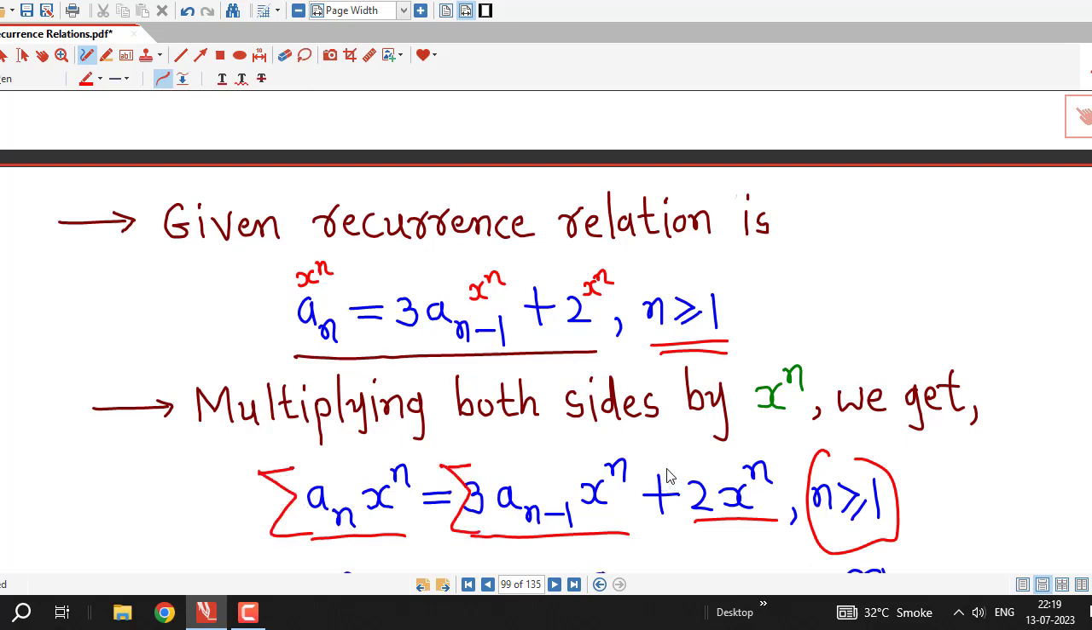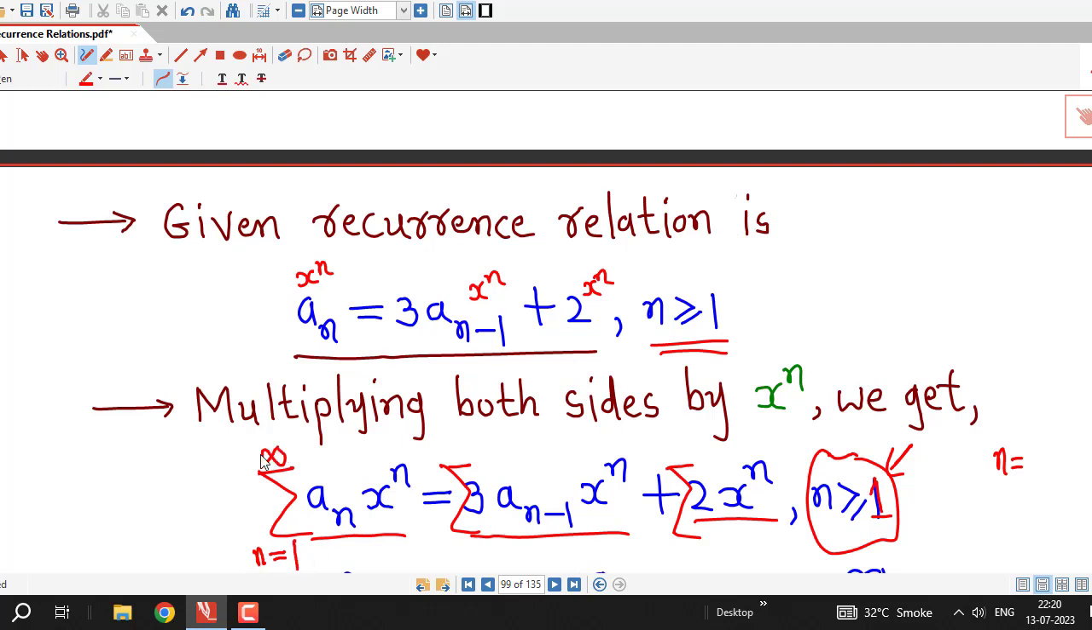So sigma of this plus sigma of this, and here n is taking the values from 1 to infinity because we have a recurrence relation of first degree. Here n is greater than or equal to 1. Suppose we had a recurrence relation of second degree, then n would be greater than or equal to 2. So whatever the degree of the recurrence relation is, your summation index will start from that degree. So here our summation is from n equal to the degree of the recurrence relation to infinity.